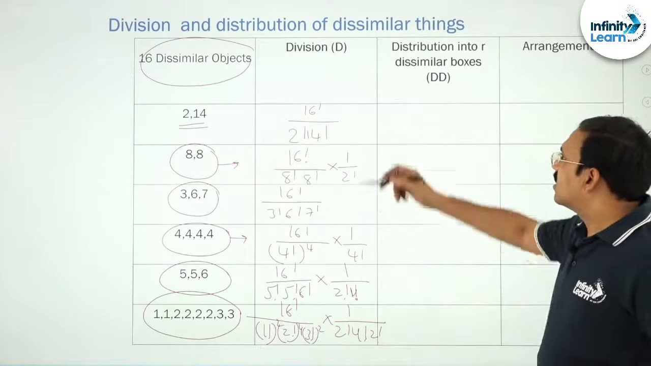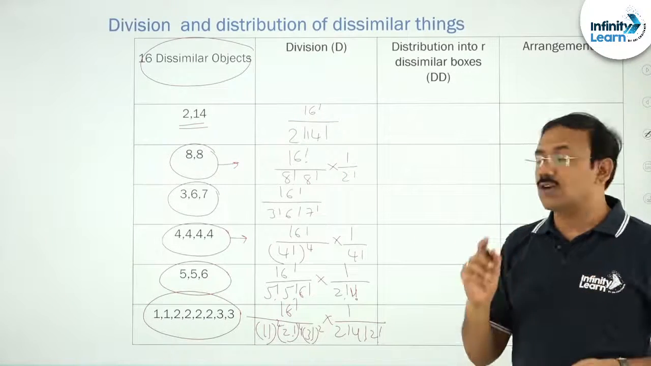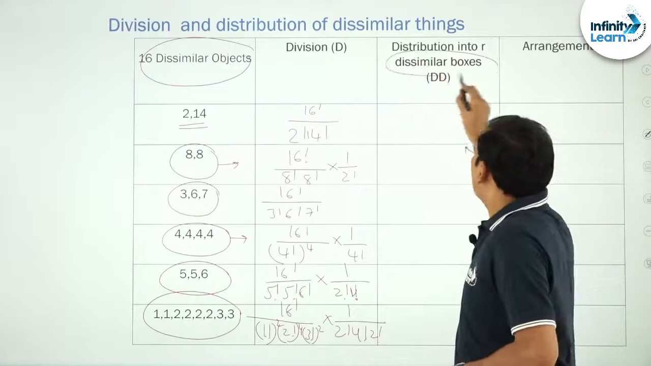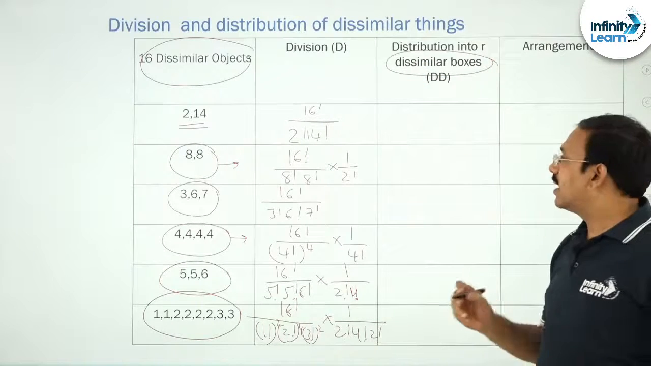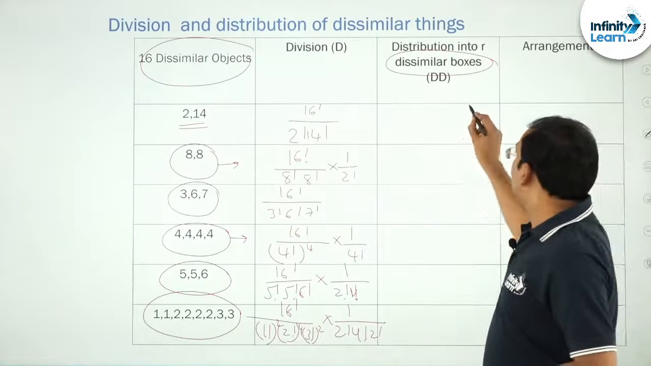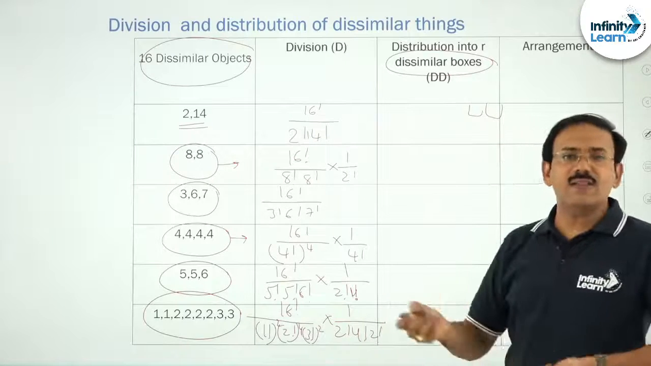Distribution, the question is, now forget about this, 16 dissimilar objects are to be distributed into dissimilar boxes. Boxes are dissimilar, that means here 2 groups, so I am taking 2 boxes, one is a small box, one is a big box, red colored, black colored, in some way they are different.